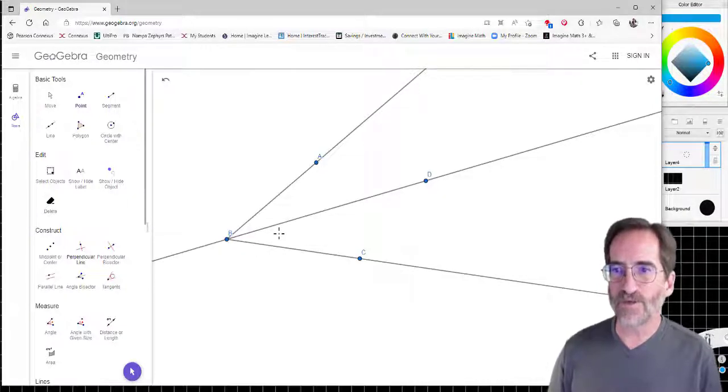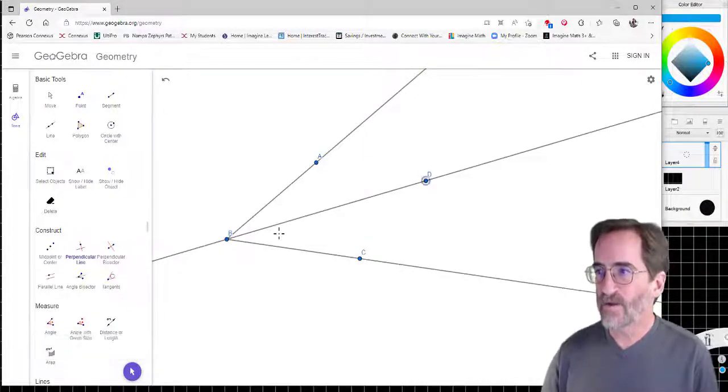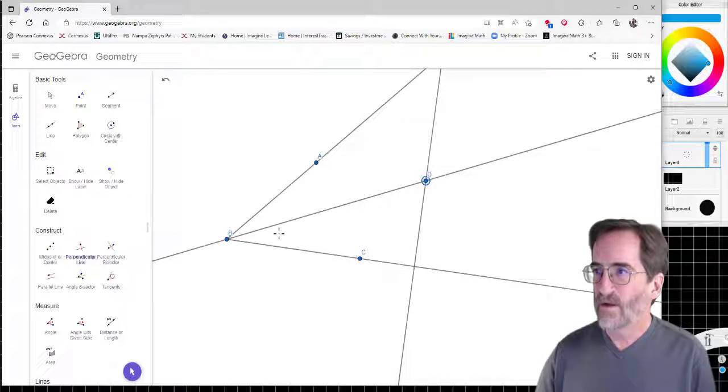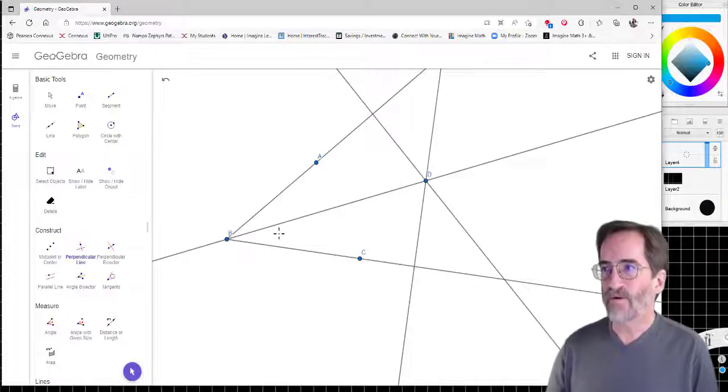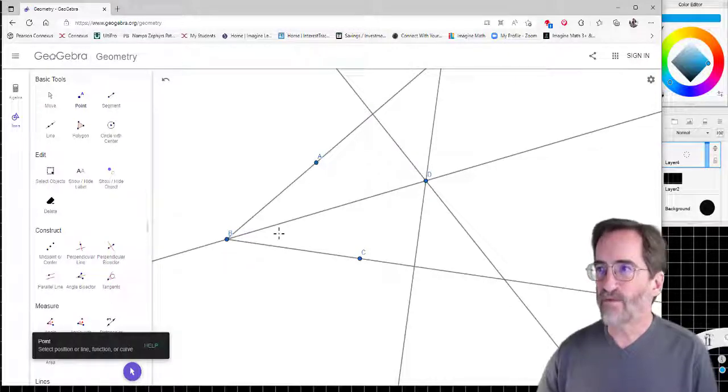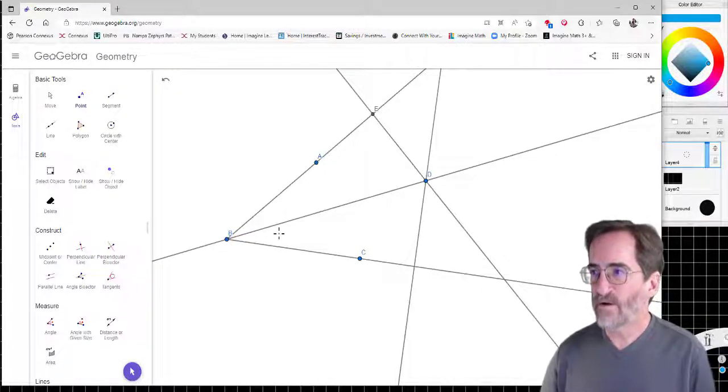So I'm going to use the construct perpendicular line, click on D and click on BC. And I'm going to click on D and click on BA, right? So D to that is perpendicular, D to that is perpendicular, and I'm going to place a point here on there.